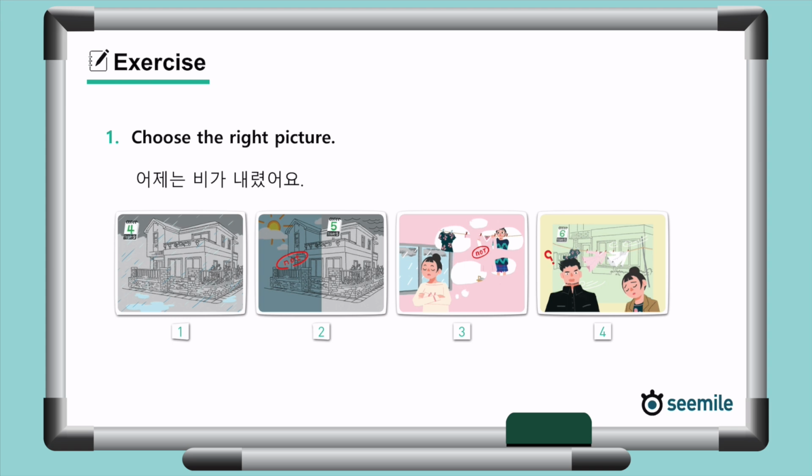Number 1. Choose the right picture. Let's read the sentence out loud. 어제는 비가 내렸어요. 비가 내렸다 means it rained, so this means that yesterday it rained. In picture number 1, on the image of the calendar, the word today 5 is written under the 4th, so we can logically guess that the 4th was yesterday. So let's choose number 1 as the one that best describes the sentence.